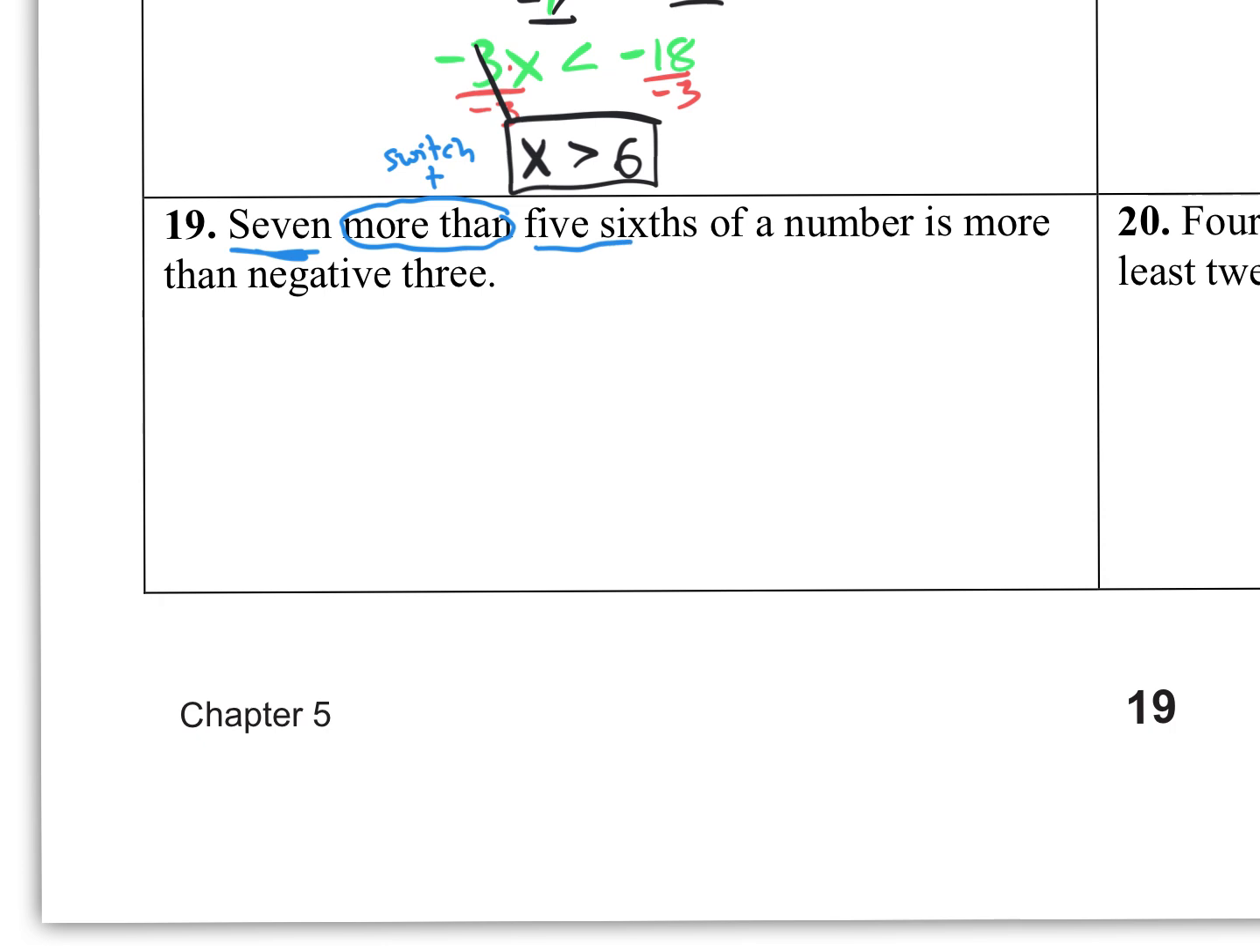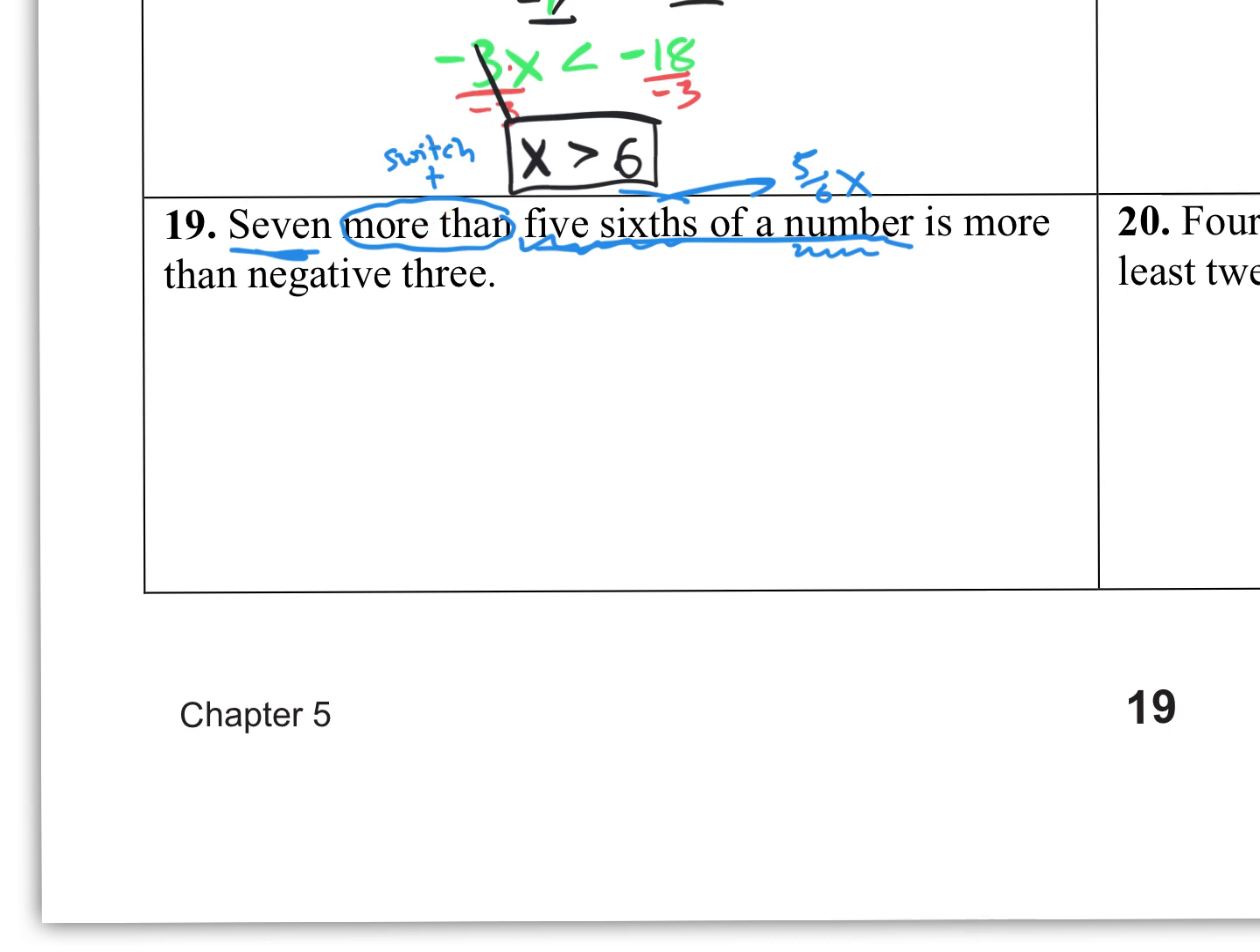It's over here. It says 5/6 of a number. And we already know that a number, that's just x. So we are going to be adding 5/6 of x, because 5/6 is a fraction. Again, 5/6 is a fraction of x, and we're going to be adding it to 7. Again, more than implies a switch in order.